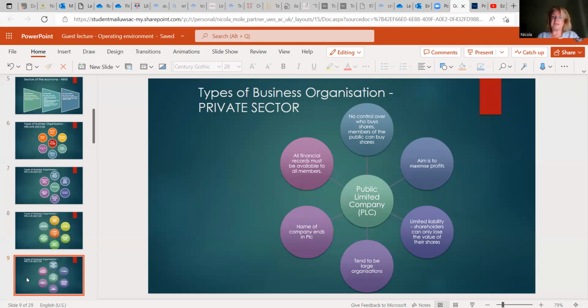Public limited companies are very large organisations. And they are large organisations because the only way you can run a large organisation is by being a public limited company. You need a lot of money to run these corporations, so you have to list them on the stock exchange. The name of the company ends in PLC, and as we said earlier, all financial records must be available to all members.